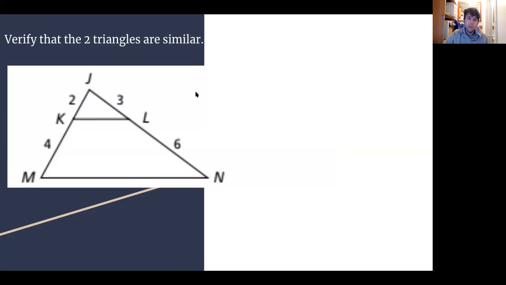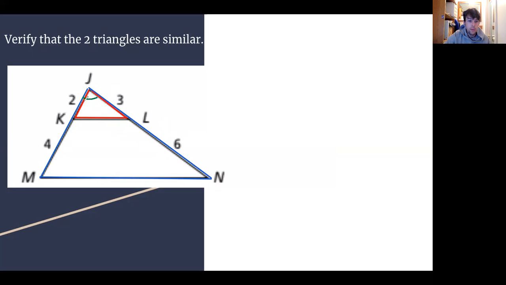All right, so here we go. We're going to verify that these two triangles are similar, and we're going to try to use SAS. So let's outline our triangles. We have first this smaller one, JKL, right there. And then we have a bigger one, which is JMN. I'll make sure to outline that one right there. So we're trying to identify that these two are similar to one another.